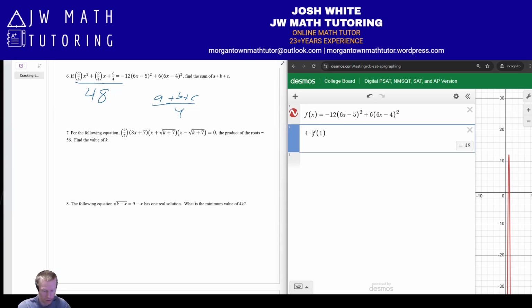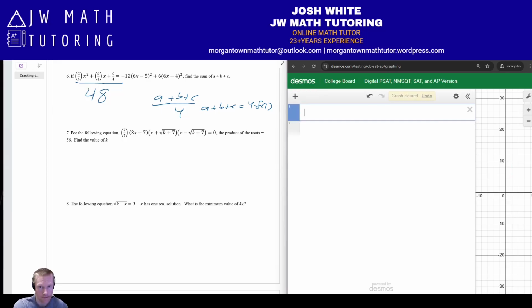This is an alternate way you could do it if you recognize that plugging in 1 for x makes a plus b plus c over 4 on the left side, or in other words, a plus b plus c is equal to 4 times the function evaluated at 1. Okay, so that's just an alternate method you could use in Desmos.